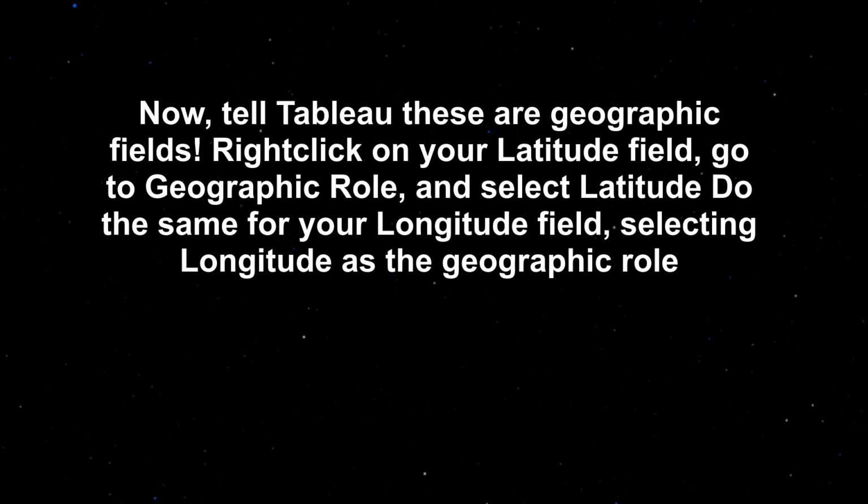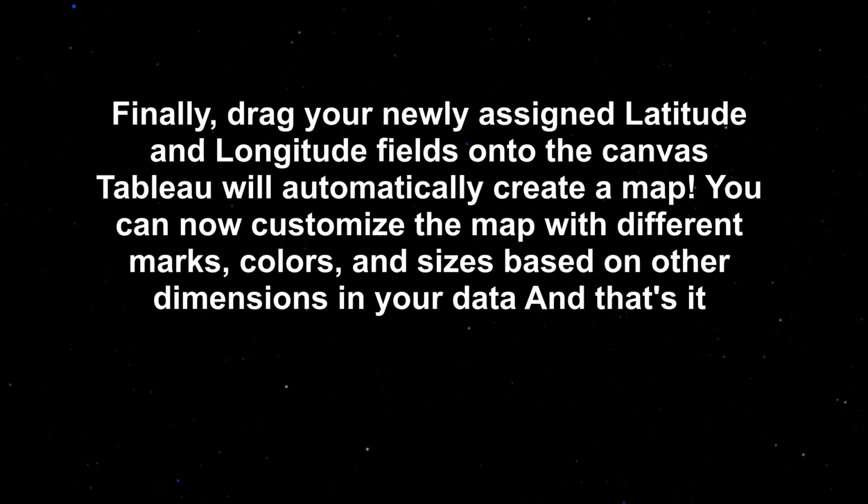Now, tell Tableau these are geographic fields. Right-click on your latitude field, go to Geographic Role, and select latitude. Do the same for your longitude field, selecting longitude as the geographic role. Finally, drag your newly assigned latitude and longitude fields onto the canvas. Tableau will automatically create a map.